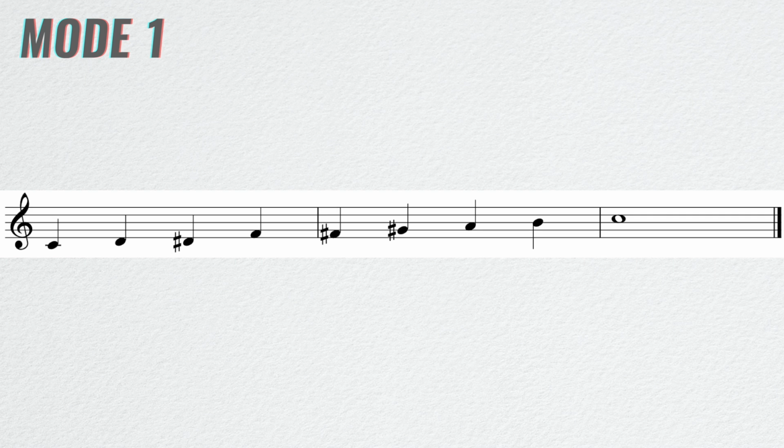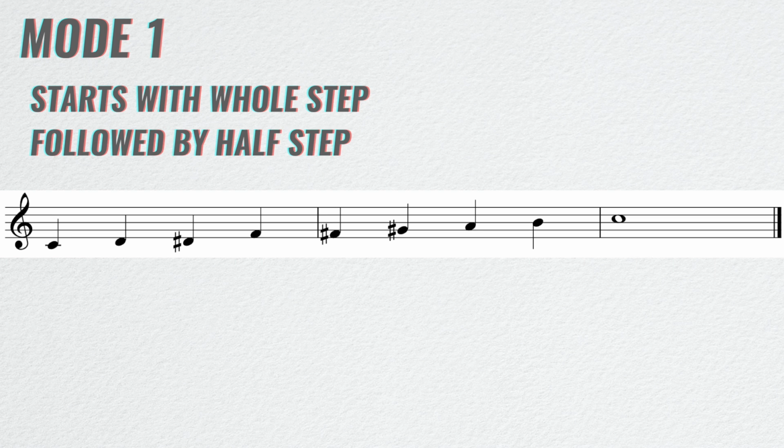The opening interval is a whole step, followed by a half step. So the pattern here is whole half, whole half, whole half, whole half. Here's an example of this mode in some real music.